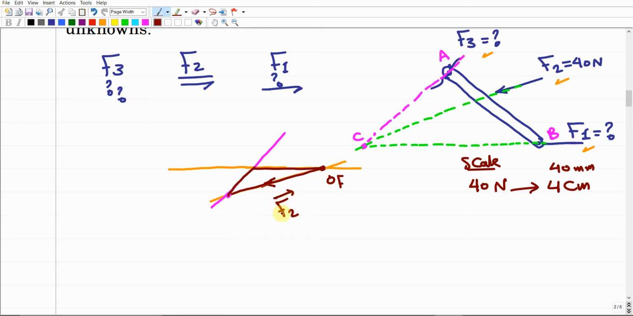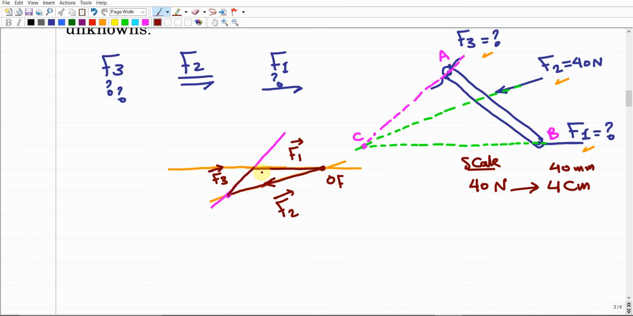So if this is F1, remember, this should be the F1 direction, and this the F2 direction, and this should be the F3 vector, right? Now if you measure this distance, this is going to give us the magnitude of F3 by scaling it back. You just measure this distance, how much it is, and you reverse the scale, and you end up with F3 as magnitude. And this line is going to be its direction, but you have to specify whether it is going up or down. What is the direction of this force? Make sense?